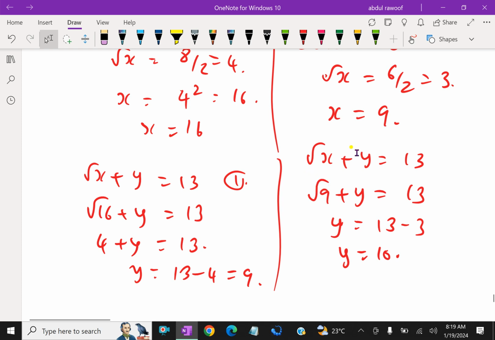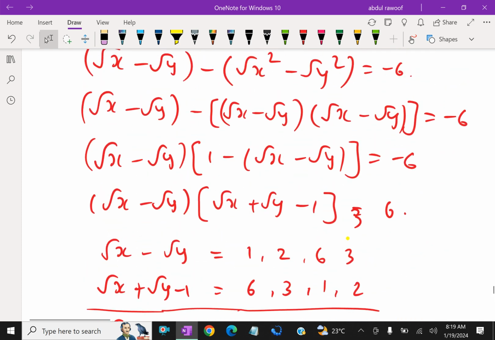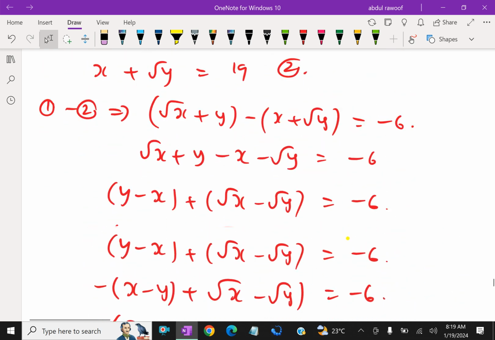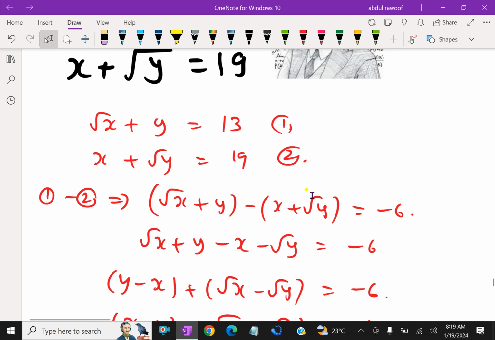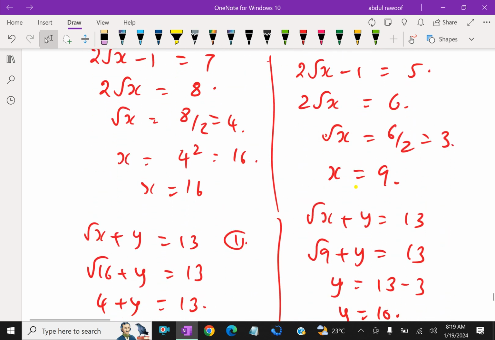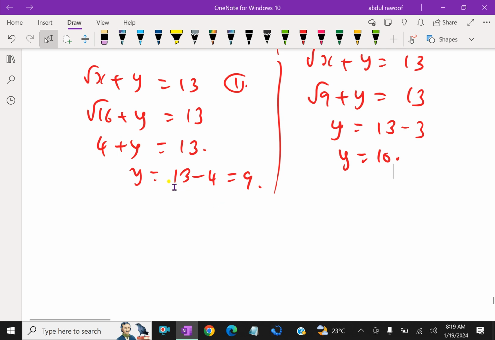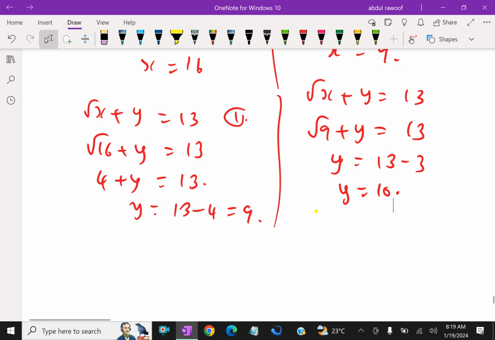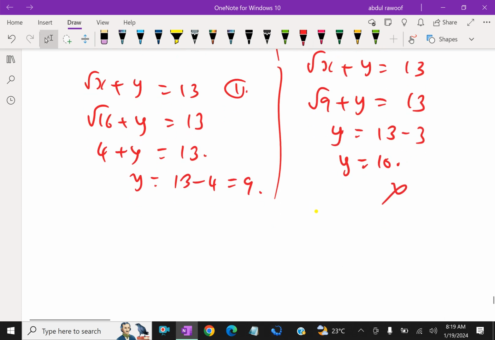Then x equals 9 does not satisfy the second equation, which should be 19. So this will not give an integer solution, and we can avoid it because the root of 10 is not an integer.